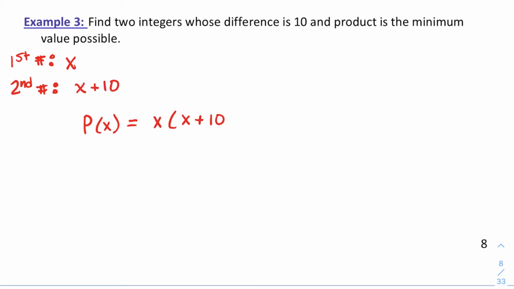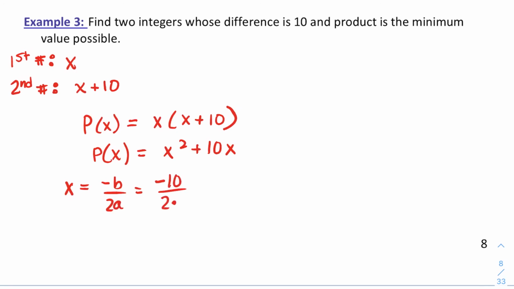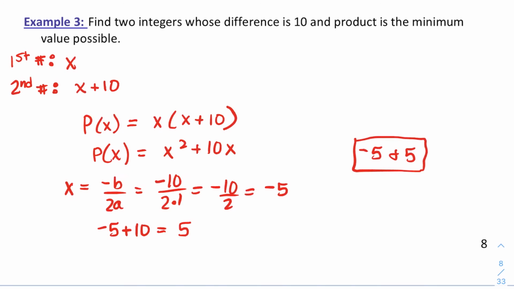I know that the minimum value for this function is going to happen at my vertex. So I'm going to multiply those together so I can actually find my vertex. Now it's in standard form, so I'll do x equals negative b over 2a, plugging in 10 for b and 1 for a. So I get x equals negative 5. That's my first number. My second number is x plus 10, so negative 5 plus 10 gives me positive 5. So those are the two x values that minimize this function: 5 and negative 5.